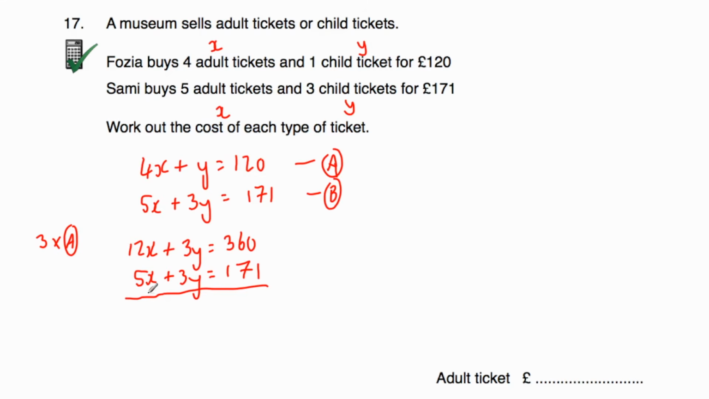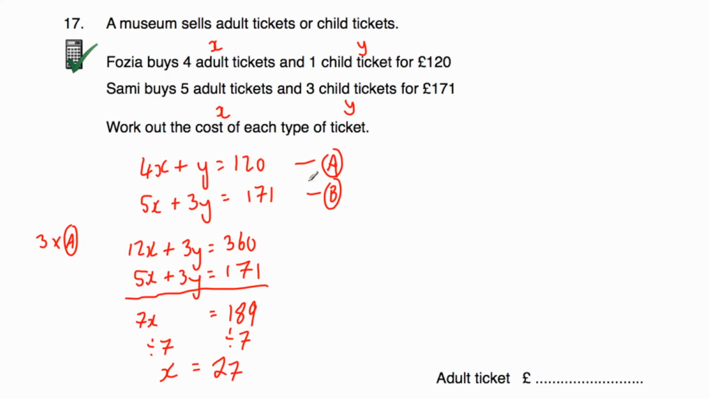So 12x take away 5x, that's going to be 7x. 3y take away 3y, well that's 0, and then on the right hand side we've got 360 take away 171, that would be 189. So we get 7 times x is equal to 189, so if we divide by 7 and divide by 7, we'll find what x is. So x equals, and if we do 189 divided by 7, that's equal to 27. So that means that an adult ticket is £27.